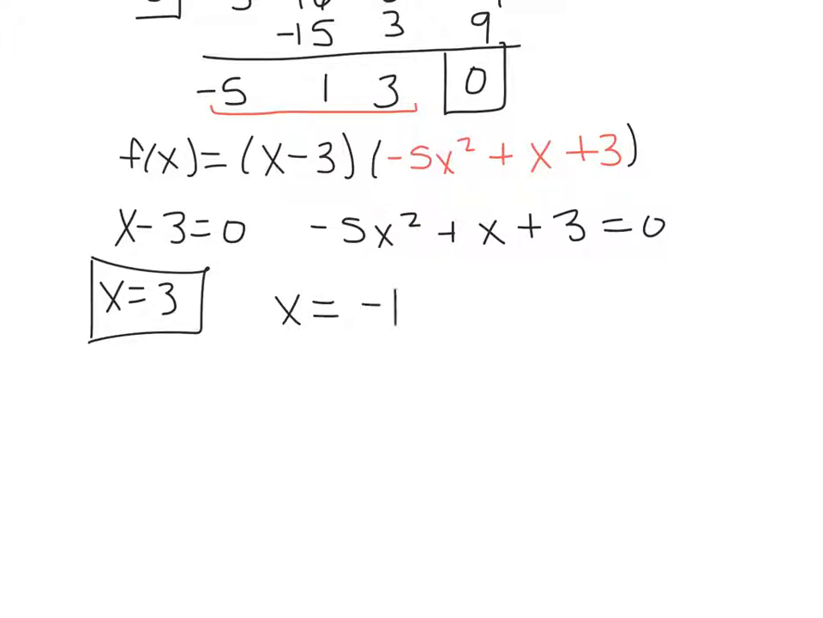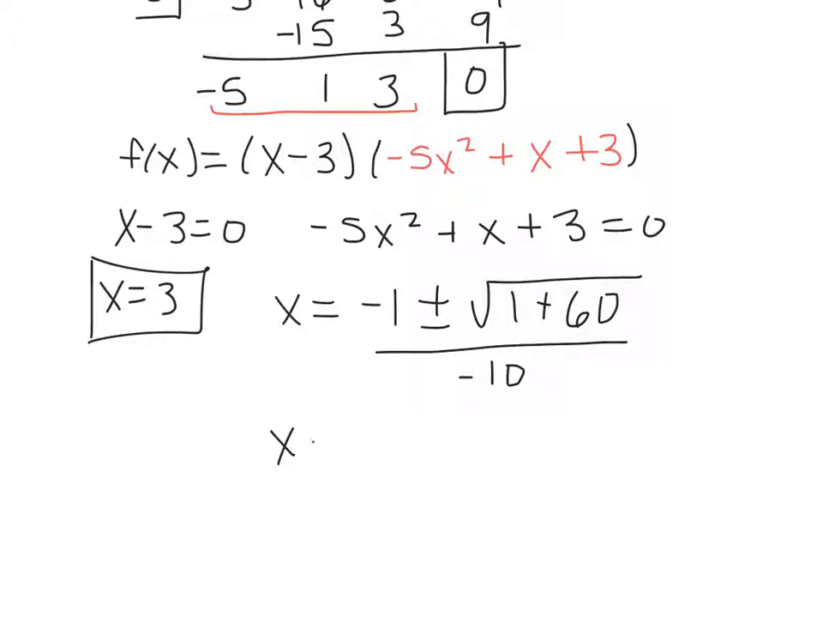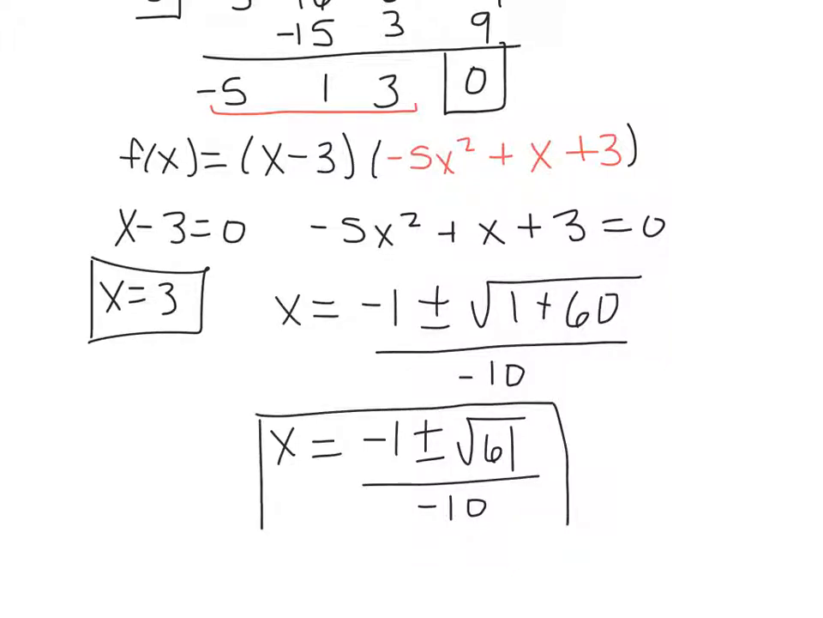So x equals negative 1 plus or minus the square root of 1 squared, or 1, and then minus 4 times a times c. So that's actually a minus 60. Or, I'm sorry, that should be a plus 60 because we have minus 4 times minus 5, so we get positive 20 times 3, we get 60. And all over 2 times negative 5, so negative 10. Okay, so we get x equals negative 1 plus or minus the square root of 61 over negative 10. All right, and those are our other two real zeros.